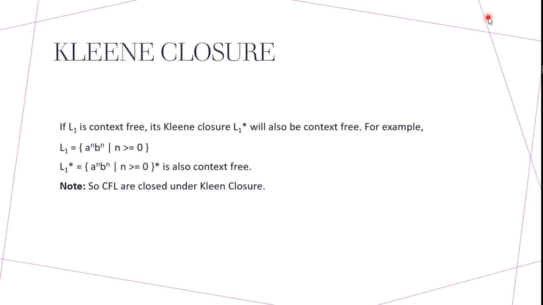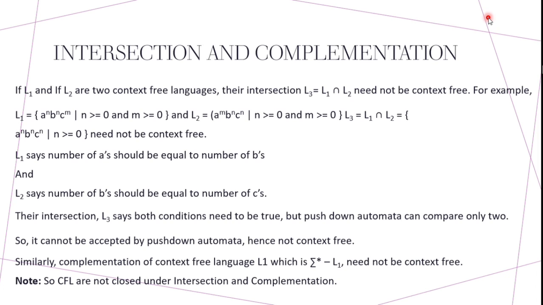Now we will be discussing two non-closure properties, that is intersection and complementation. If L1 and L2 are two context-free languages, their intersection L3, L1 intersection L2, need not be a context-free language. Let us say for the example, L1 equal to a raised to power n, b raised to power n, c raised to power m, where n and m are greater than or equal to 0, and L2 equal to a raised to power m, b raised to power n, c raised to power n, where n and m are also greater than or equal to 0.